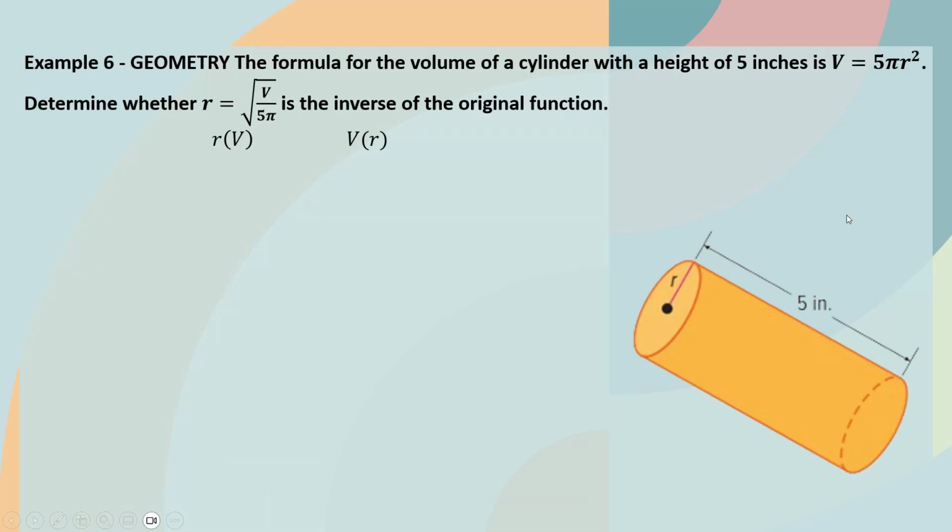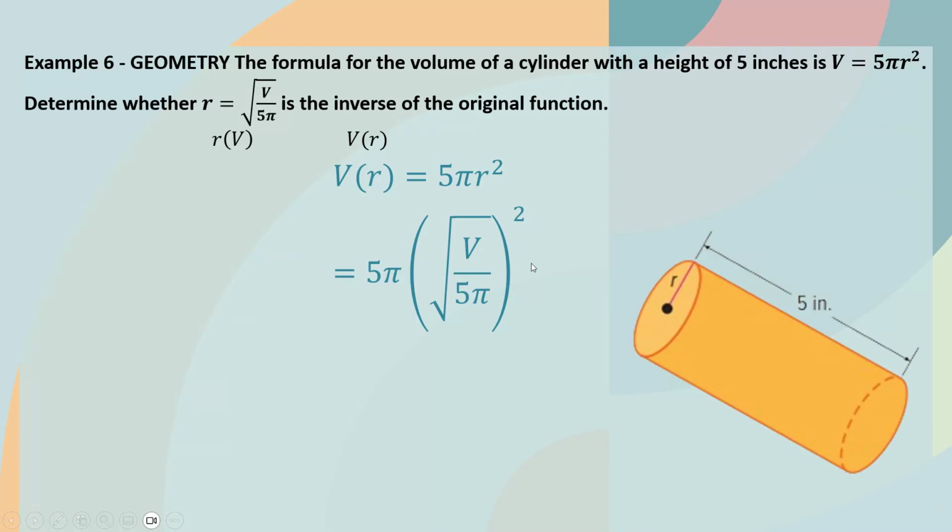All right, example 6. The formula for the volume of a cylinder with a height of 5 inches equals V equals 5 pi r squared. Determine whether r equals square root of V over 5 pi is the inverse of the original function. So we'll do the composition. So first I'm going to find V of r. So go to the V function, and we're going to be replacing r with this definition of r, square root of V over 5 pi.